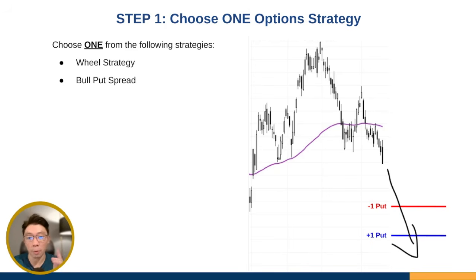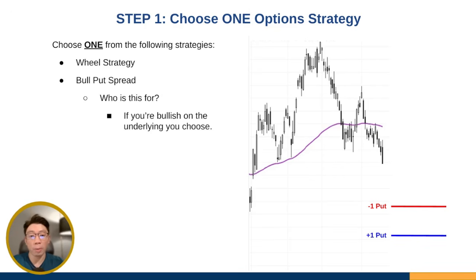So this is the bull put spread. It's a pretty simple strategy. It is the bullish version of the credit spreads, right? So for the bull put spread, you really want the market to either go sideways or go up, right? In this case, the typical win rate of a bull put spread is around 70% and above, right? It really depends on how you choose this short put delta. So who is this bull put spread for? So it's for you if you're bullish on the underlying that you choose, right?